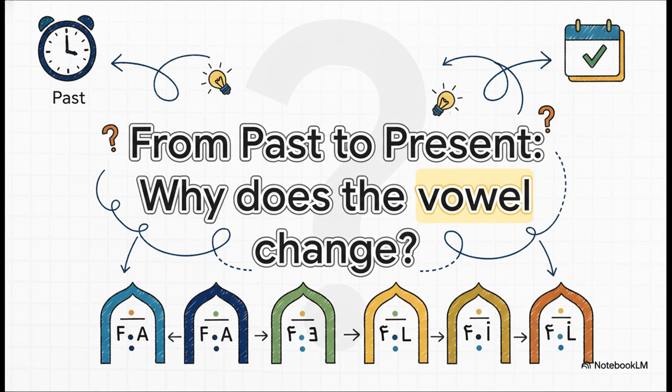So this is the big question, right? Why on earth does that middle vowel seem to have a mind of its own when you switch from past to present? It's the kind of thing that makes you want to pull your hair out. But trust me, you're not just imagining things. There's a reason it feels unpredictable, but we're about to make it totally predictable.